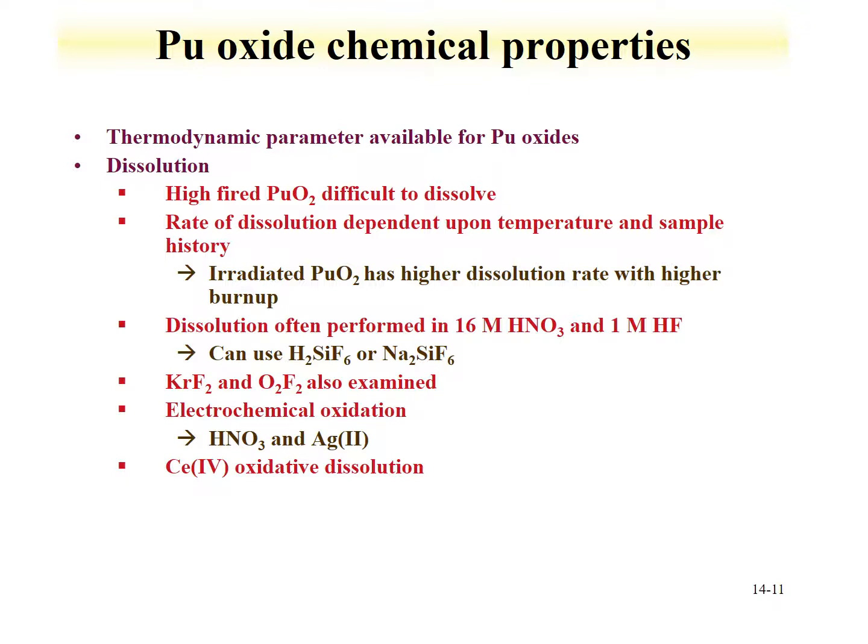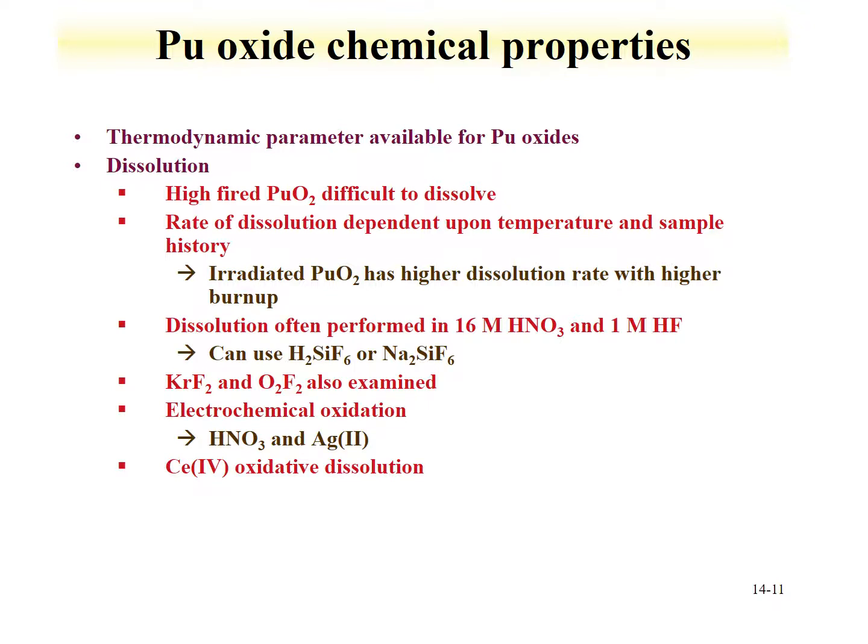An overview of the chemical properties of plutonium oxides is listed here. The thermodynamic data for the plutonium oxide system is available in the Chemical Thermodynamics of Plutonium. And for the nuclear fuel cycle, an important consideration is dissolution. Any high-fired plutonium dioxide is difficult to dissolve. This has an implication on MOX fuel, where after it's been burned a number of times and recycled, you have difficulty dissolving it.